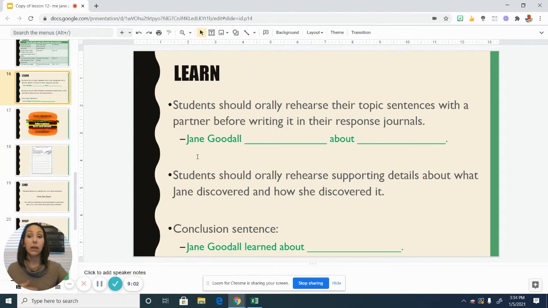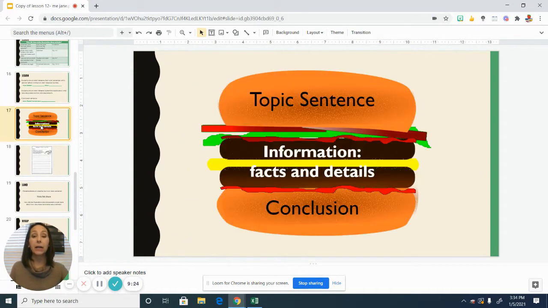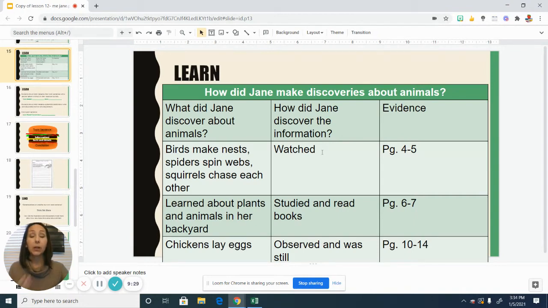We can look at this sentence frame to help us put together our topic sentence. Jane Goodall makes discoveries about animals. Okay, so that would be what we would start with for our first sentence, our topic sentence in our informative paragraph. Now, the next part is the facts and the details, and this is where our chart is going to come in handy. Now, they're asking us to include 2 or more details about how Jane Goodall discovered information about animals or made discoveries about animals.